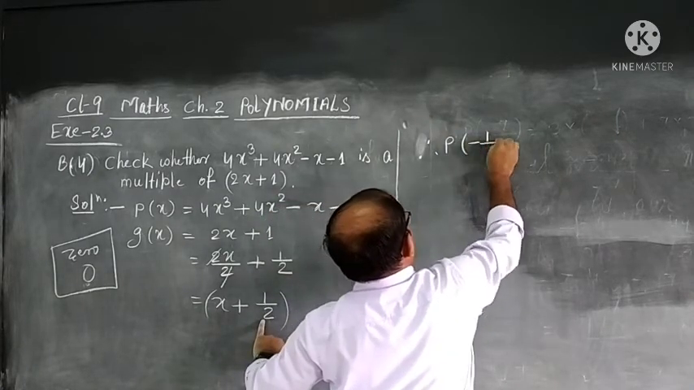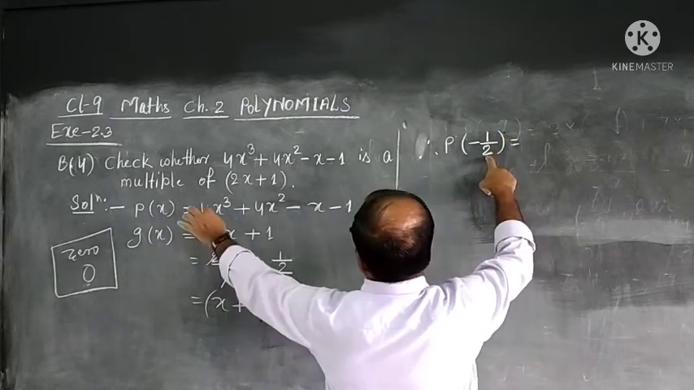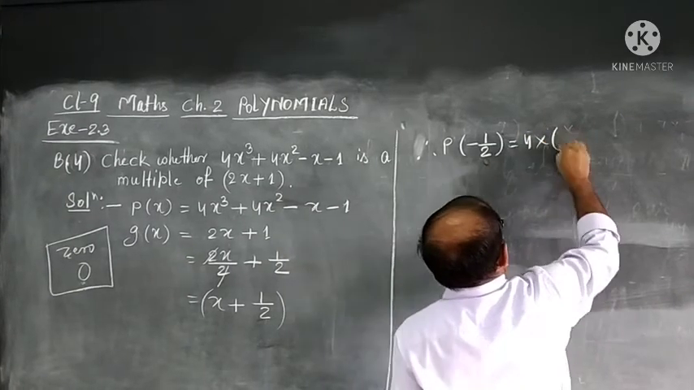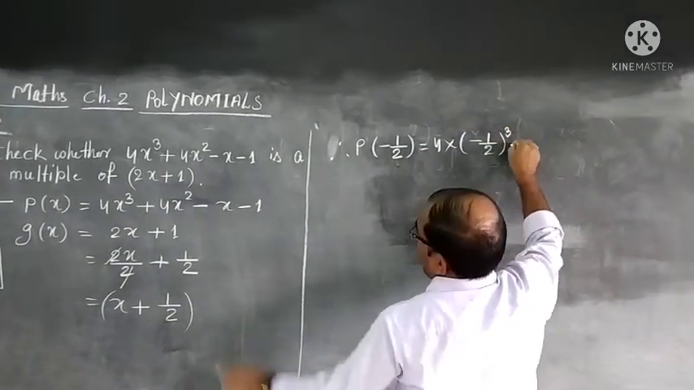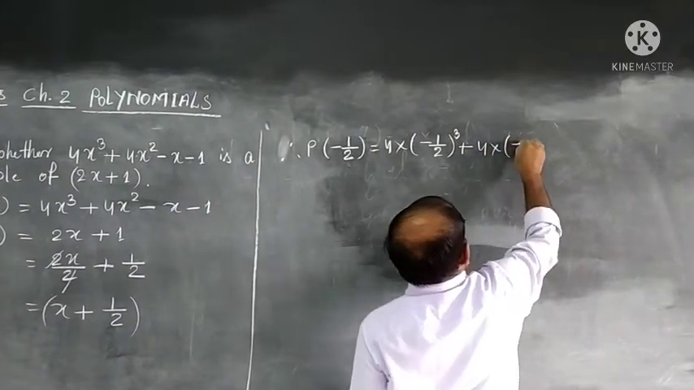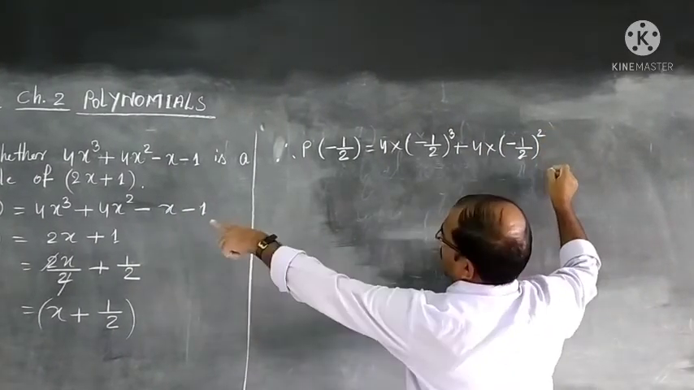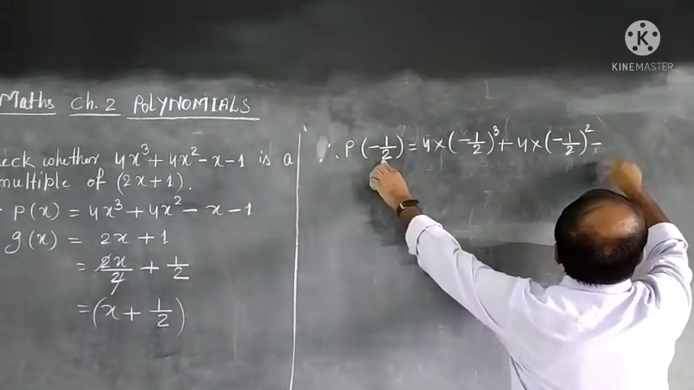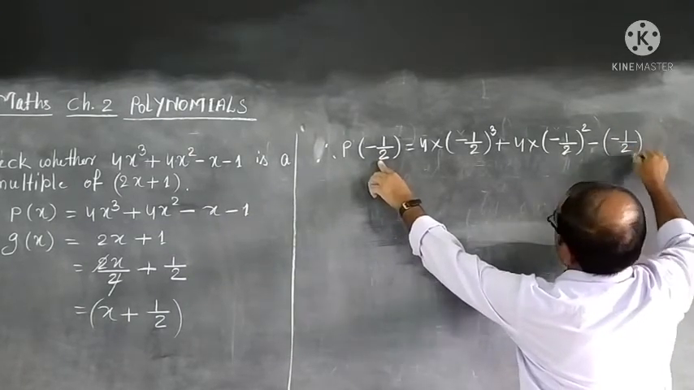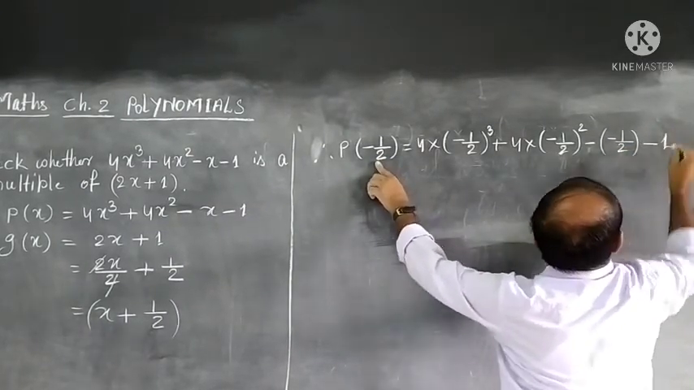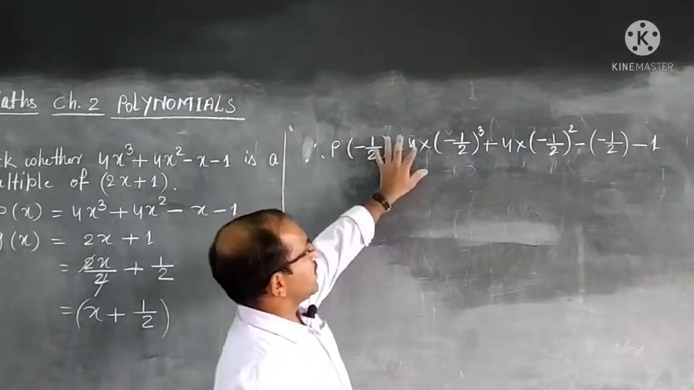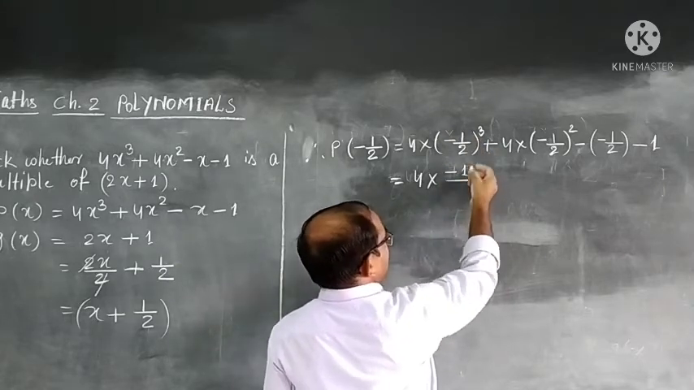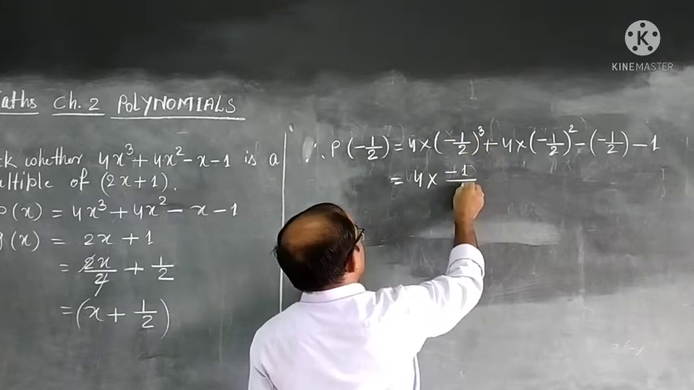P of minus 1 by 2, where we use this value in place of the variable in the dividend. 4 into minus 1 by 2 cube plus 4 into minus 1 by 2 square minus x. Look here nicely, minus is in the polynomial and x again has minus, so we use the bracket minus 1 by 2, and the last is minus 1. So, now only calculations are there. 4 into minus 1 cube by 2 cube, 2 2s are 4, 2 4s are 8.